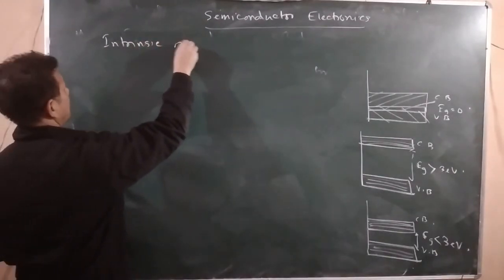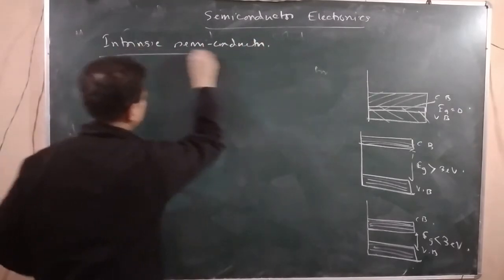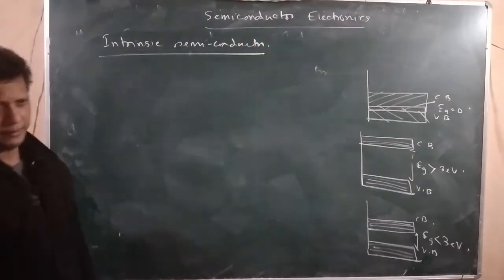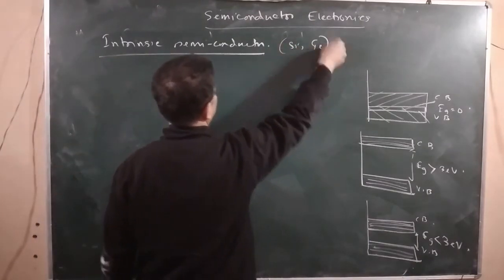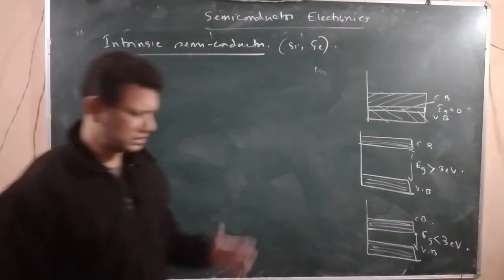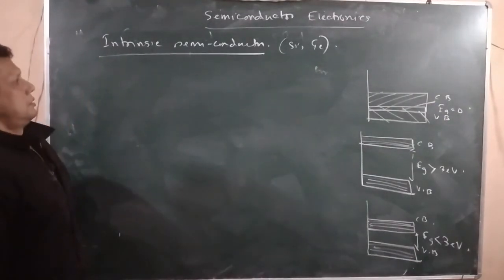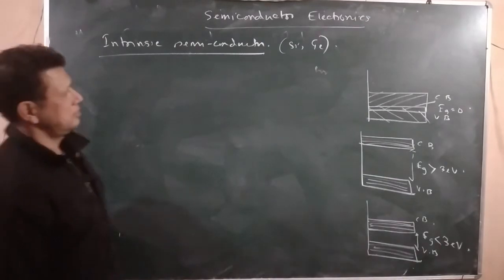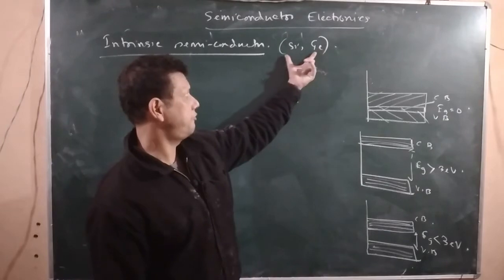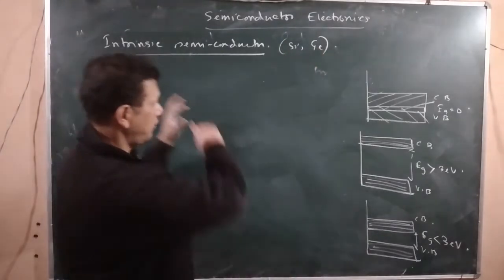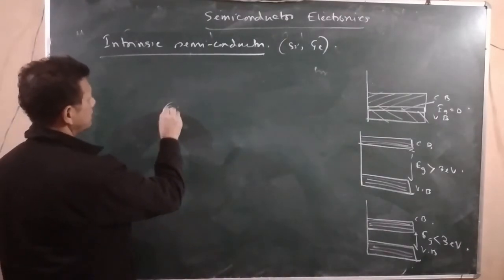Intrinsic semiconductor, which I have already explained. As for example, silicon and germanium, all these are intrinsic semiconductors. This has been provided to us naturally. So already I have told you that silicon and germanium are tetravalent. They have 4 valence electrons, and if they form a crystal, the crystal structure is like this.